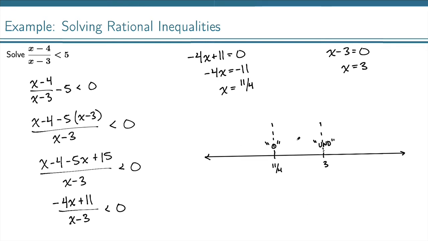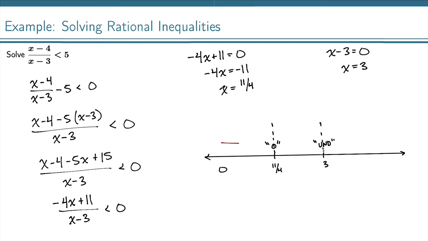I need to know whether each of these sections gives me a positive or a negative number in this inequality. So I'm going to plug in just an easy number. I'm going to plug in 0, which is over here somewhere on the number line. If I plug a 0 in, I get 11 over negative 3, which is a negative number. So I'm going to mark this as negative. Now, you can plug numbers in from each interval, or you just need to know the multiplicity of the zeros that we found, and that tells you whether we change or not as we pass over these values.